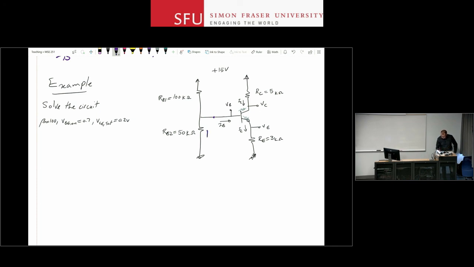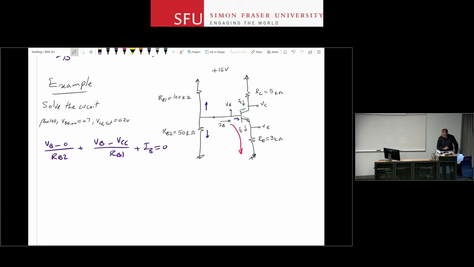I can say that this current plus this current plus this current will add up to 0. So VB minus 0 divided by RB2, plus VB minus VCC divided by RB1, the current that goes up, plus IB is 0. I have two unknowns, IB and VB. Well, that's not very helpful, so I look for extra equations.